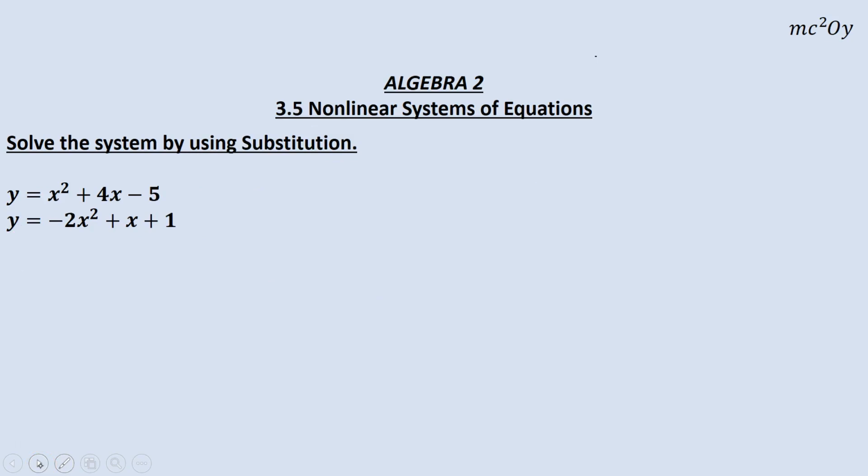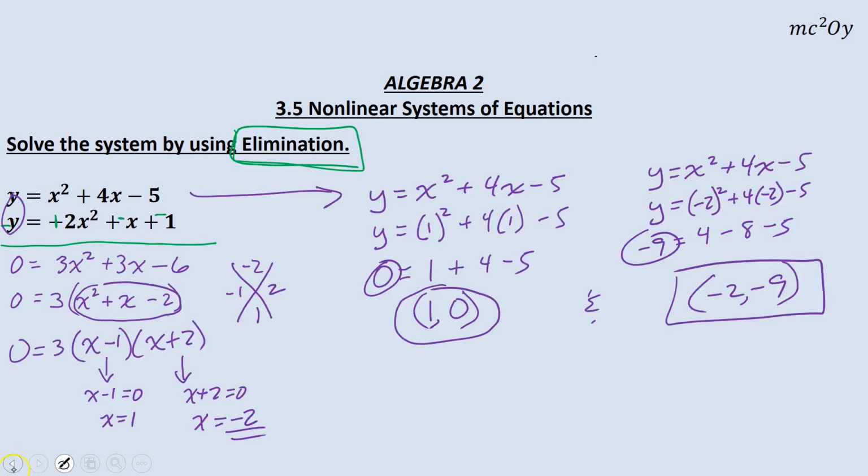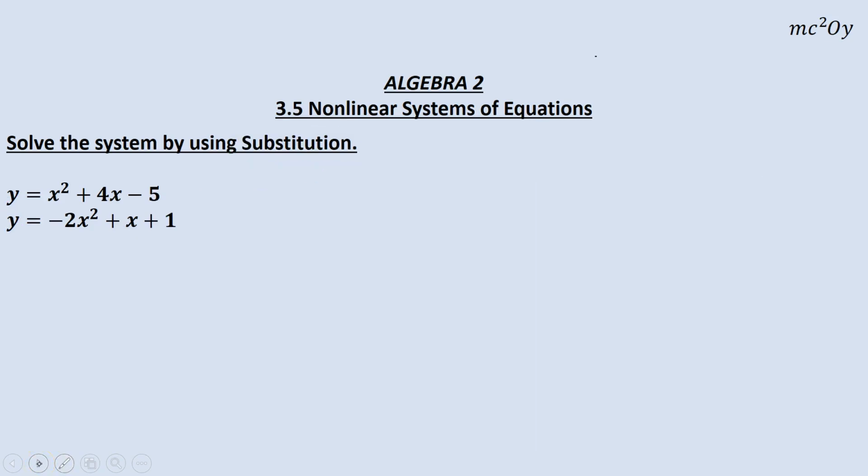Okay, so using substitution is our next step. So we've used graphing, or elimination, and now substitution. And notice now, both of these equations equal the same thing: y. x squared plus 4x minus 5 equals y. -2x squared plus x plus 1 equals y. Therefore, I can set this equal to this, because they both equal y. So using substitution, I say, well, x squared plus 4x minus 5 equals -2x squared plus x plus 1.